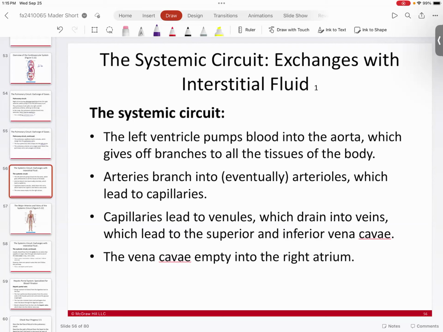And then from there, you're going to be moving out to the rest of the body, going through, first of all, the aorta. And then they're going to branch into smaller and smaller arteries, like we saw at the beginning of the chapter, into arterioles, which then lead to the systemic capillaries. These are the capillaries that we associate with being at our tissues. And then, of course, those will be collected up by systemic venules, which will then drain into veins, which will then move to the superior and inferior vena cava, and then right back where we started at the right atrium. So essentially, we complete the loop.